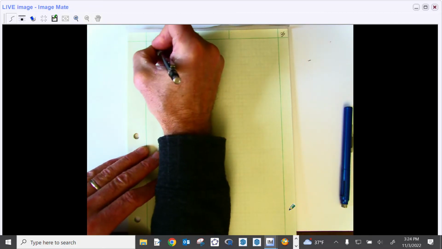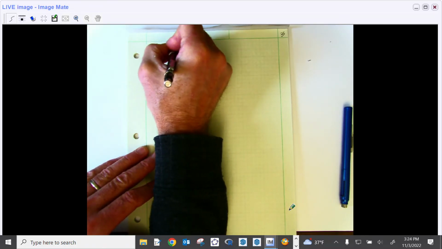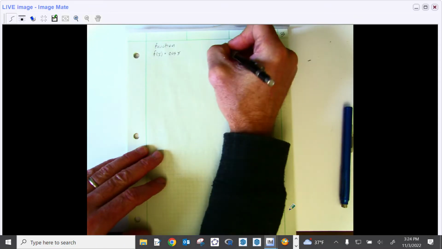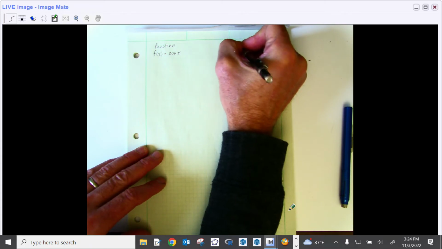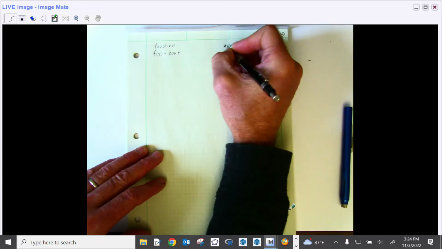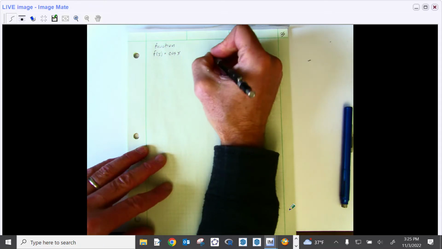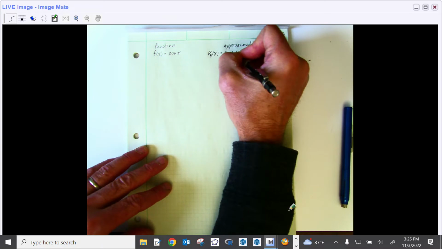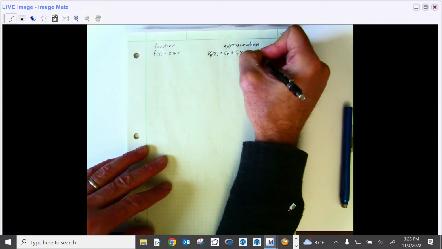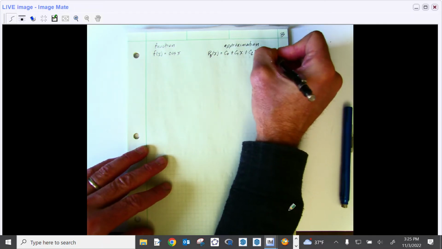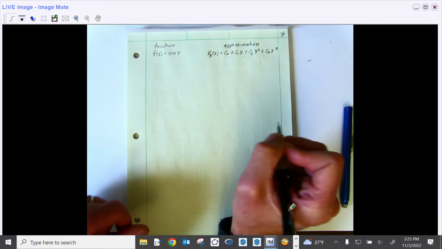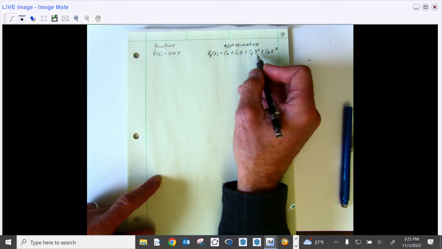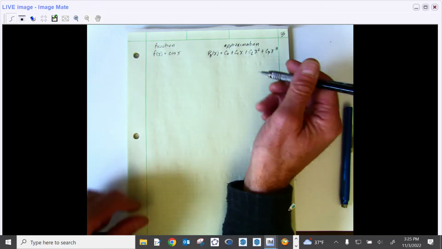So again, the function is f of x equals cos x, and the approximation is going to be now a third degree polynomial. So p sub 3 of x is c0 plus c1x plus c2 x squared plus c3x to the third, right? And it's pretty easy to see that we're going to get the same things for C0, C1, and C2. So the big question is what happens with C3.